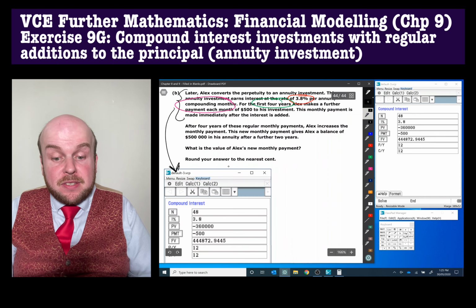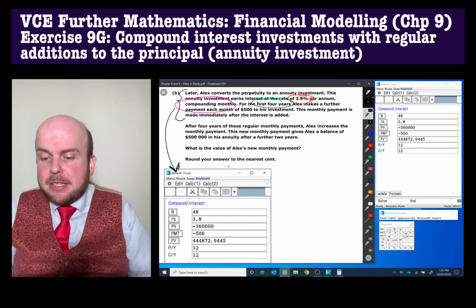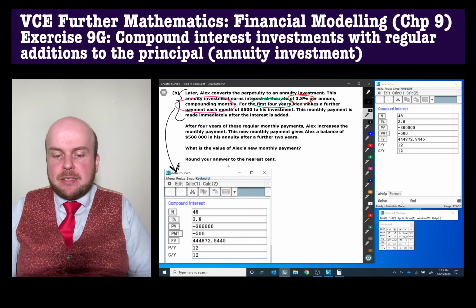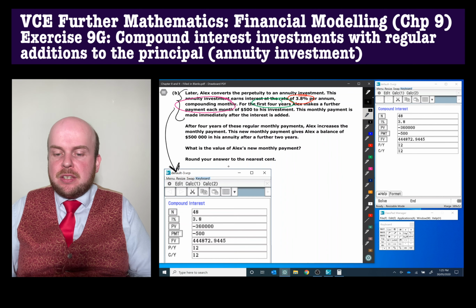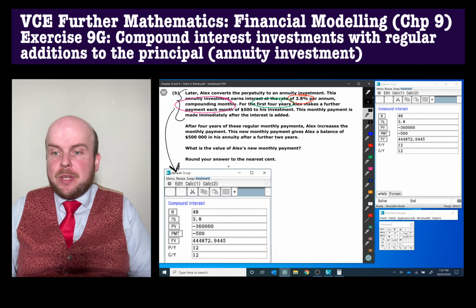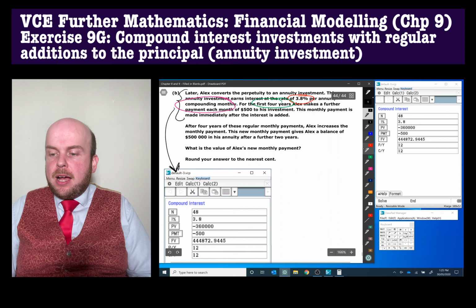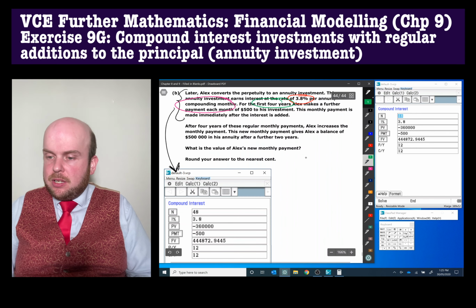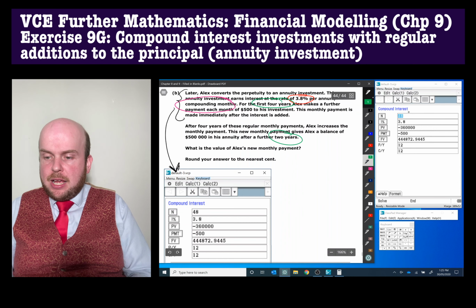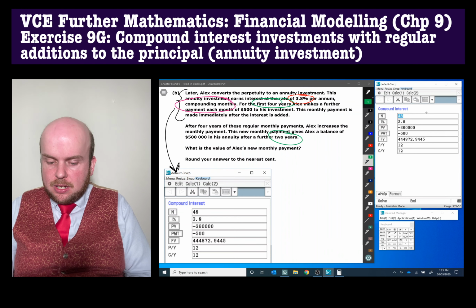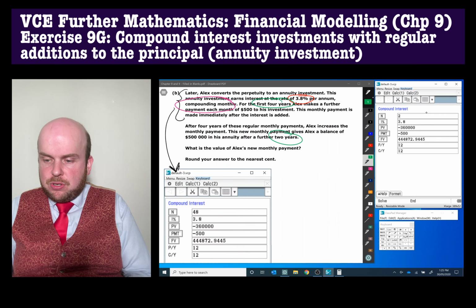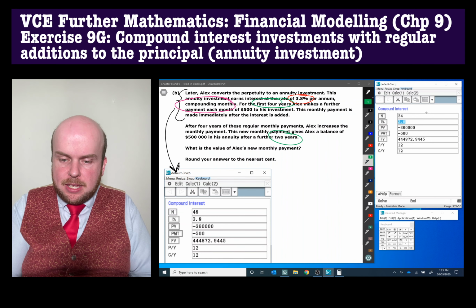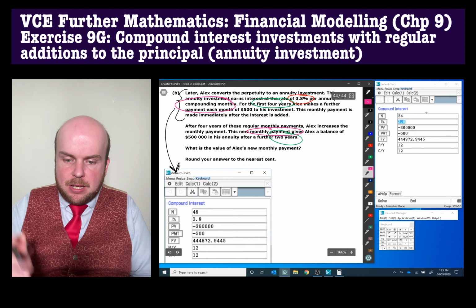The second paragraph says, after 4 years of these regular monthly payments, Alex increases the monthly payment. This new monthly payment gets Alex a balance of $500,000 in his annuity after a further 2 years. So it says there after a further 2 years, so we're going to do 2 times 12. And how did I know it's still monthly? Because this is a new monthly payment. So we're still doing monthly.